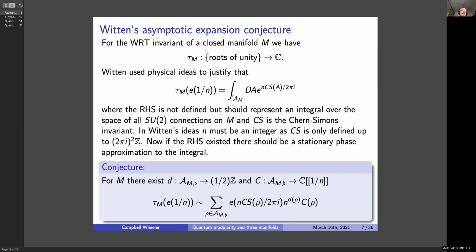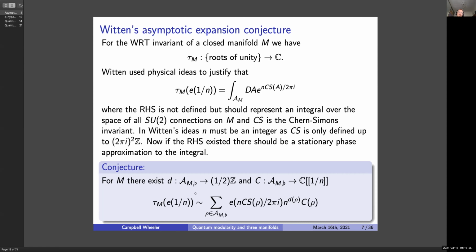So anyway, if this thing existed and made sense, then we should be able to take a stationary phase approximation of it, is roughly the idea. And so then Witten's asymptotic expansion conjecture says that if we look at the WRT invariant evaluated at these roots of unity, e^(2πi/n), then this should be asymptotic to a sum over the SU(2) flat connections of e to the n times the Chern-Simons functional evaluated at that flat connection divided by 2πi. And then there's some polynomial growth out the front. Maybe there's a half integer power here, and then just some asymptotic series in 1/n.